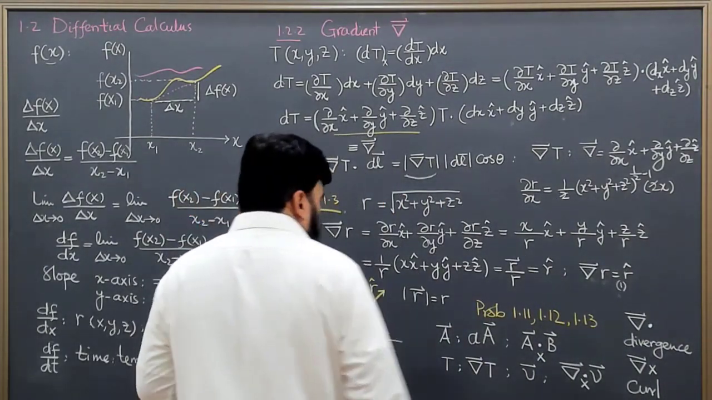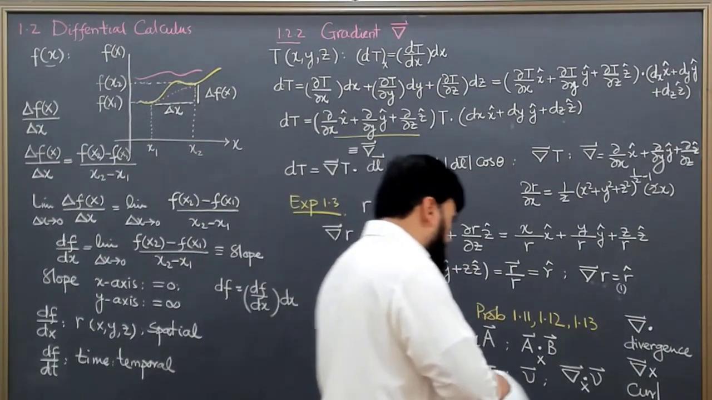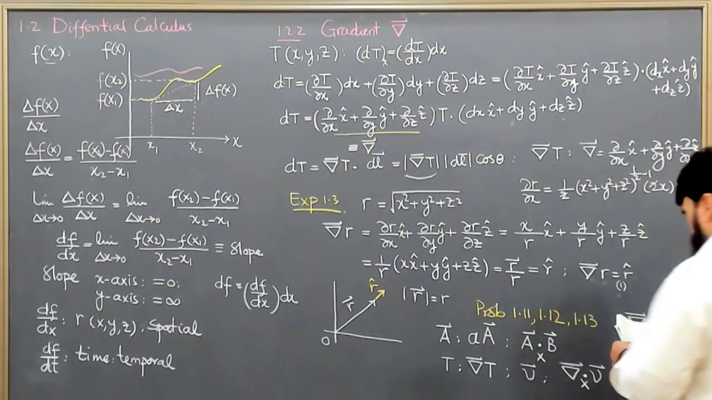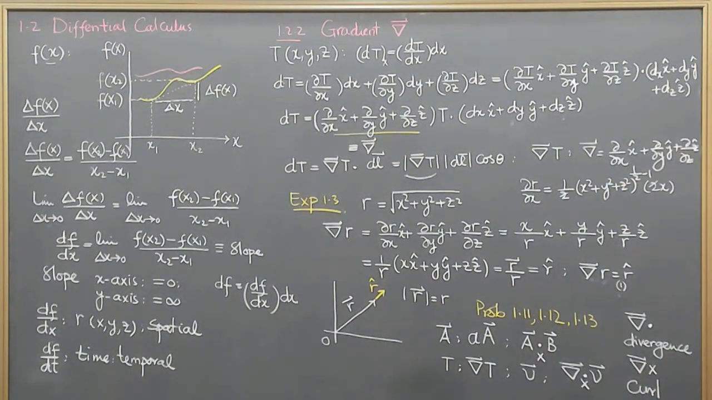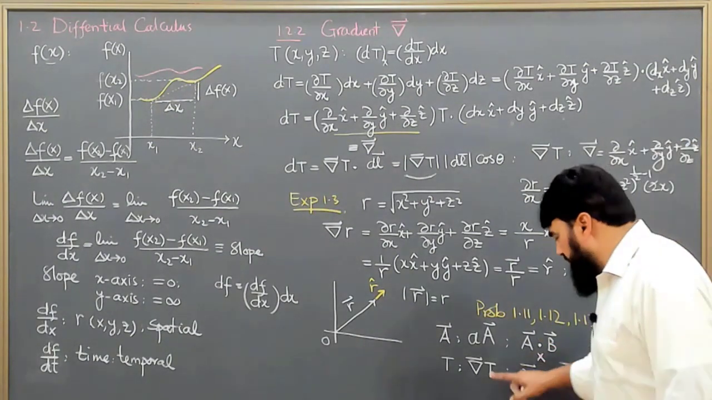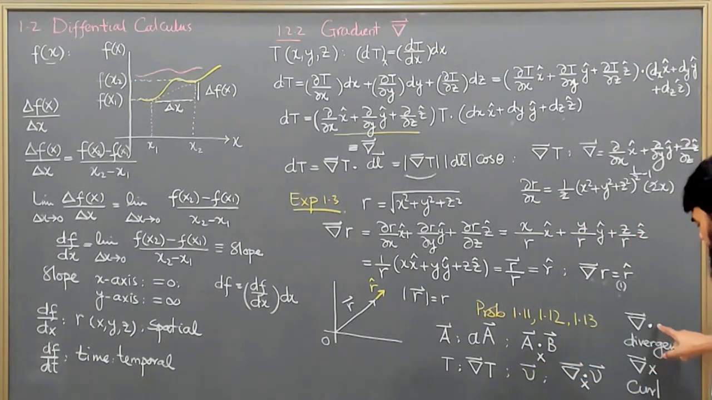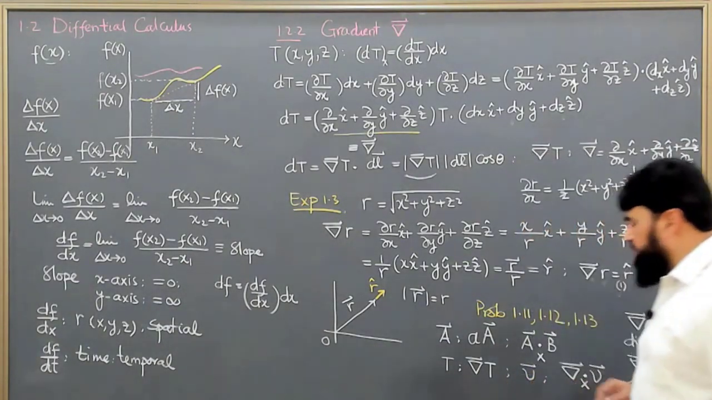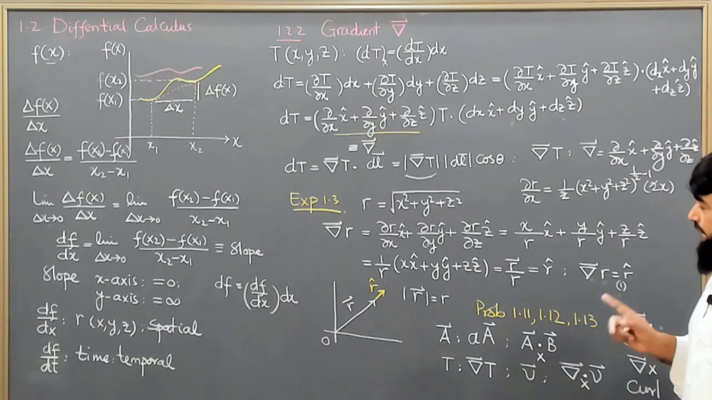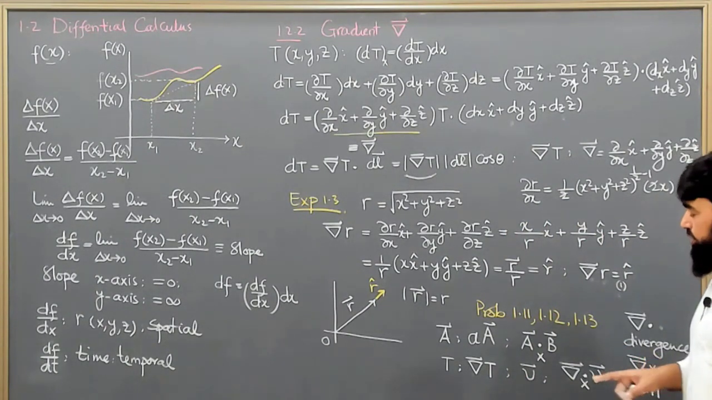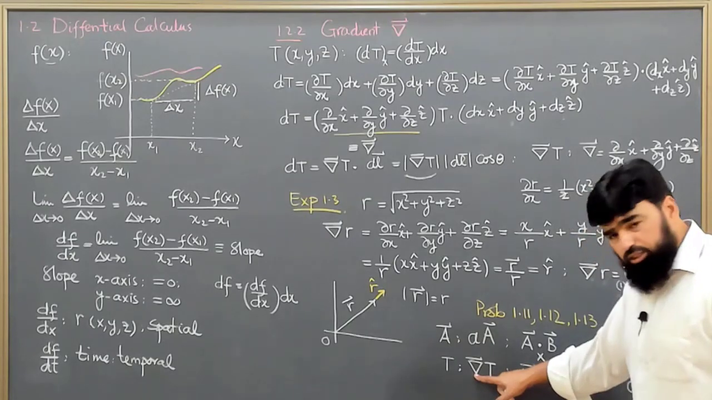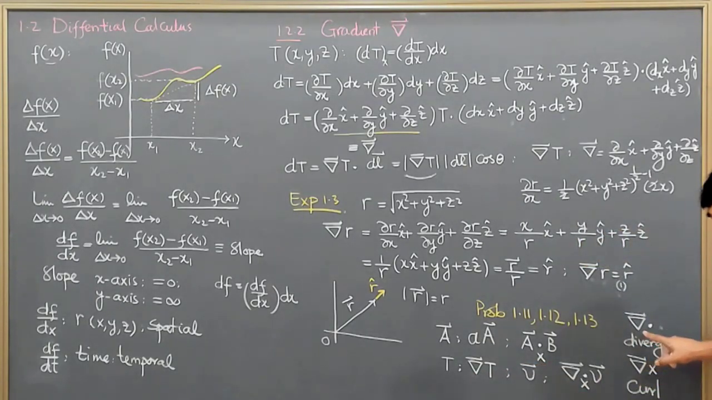With the help of this, we will proceed further. We have already done the gradient, so we will now discuss the divergence of a vector and the curl of a vector, and we will solve some examples on them as well. And then we will move to the fundamental theorem on the gradient, then the fundamental theorems on the divergence and curl of a vector.